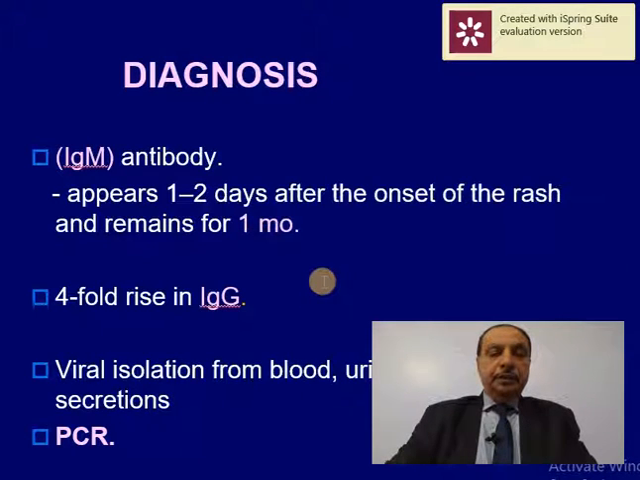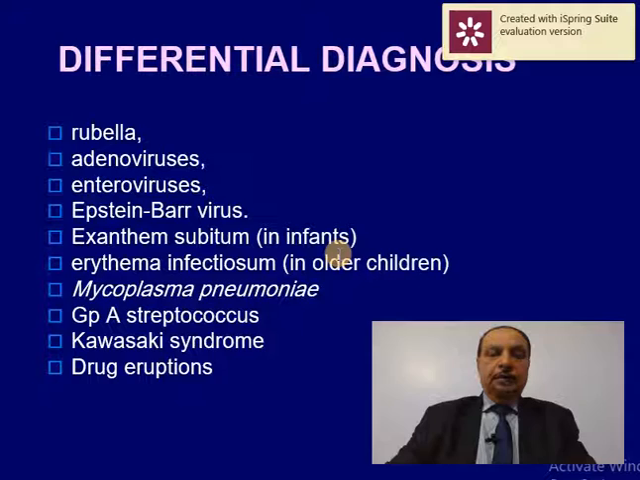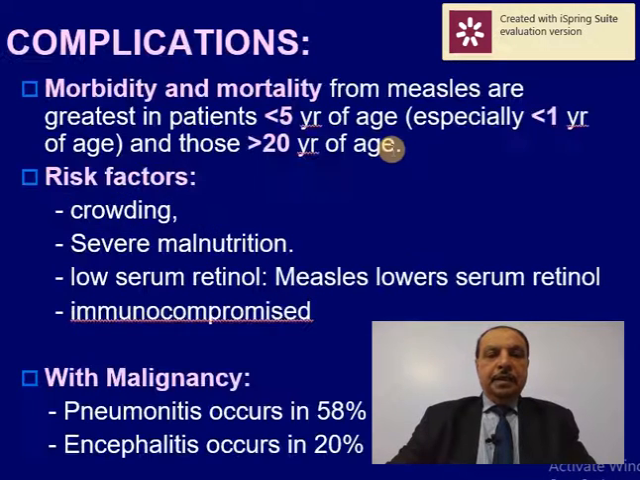Viral isolation from the blood, urine, or respiratory secretion, and PCR usually now is the most reliable diagnostic measure. Differential diagnosis of measles, all the diseases we mentioned earlier about infectious diseases with rash, including rubella, adenovirus, enteroviruses, Epstein-Barr virus, that's infectious mononucleosis, exanthem subitum in infants, erythema infectiosum in older children, or especially school children, Mycoplasma pneumoniae, group A streptococcus, Kawasaki disease, and drug eruption.